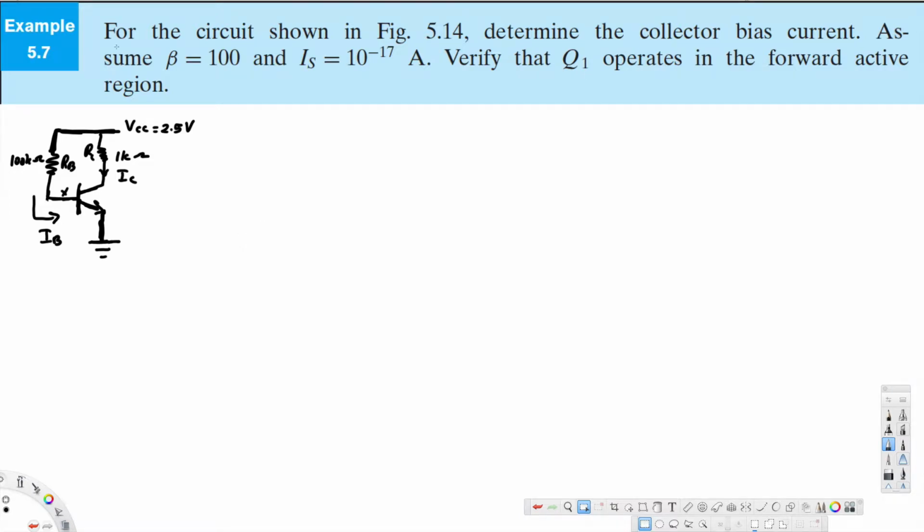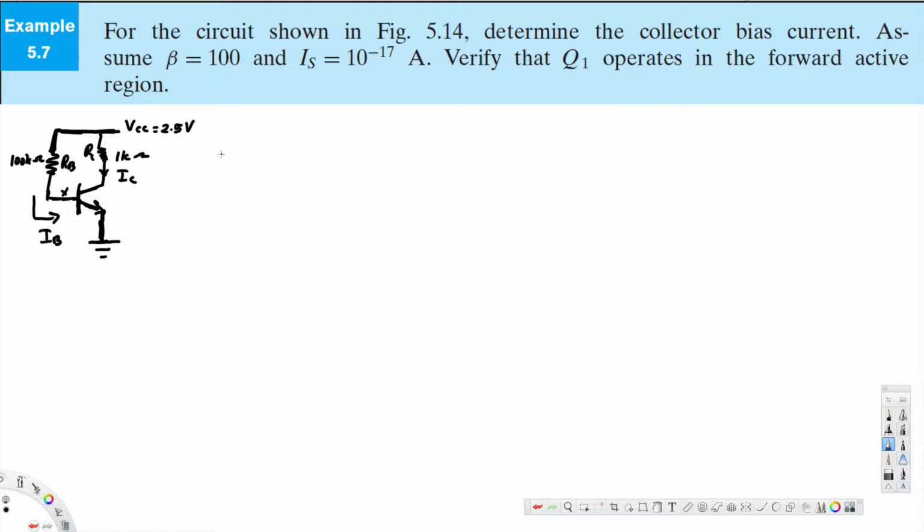What's going on, guys? Let's look at this problem right here. This question is asking, for the circuit shown in figure 5.14, determine the collector bias current. Assume beta is equal to 100 and Is is equal to 10 to the power minus 17 ampere. Verify Q1 operates in the forward active region.